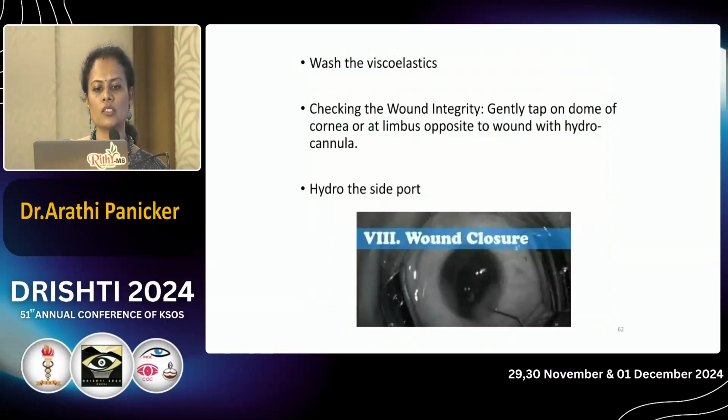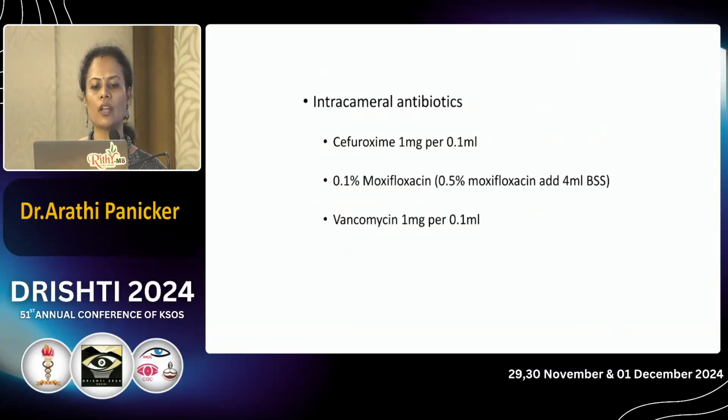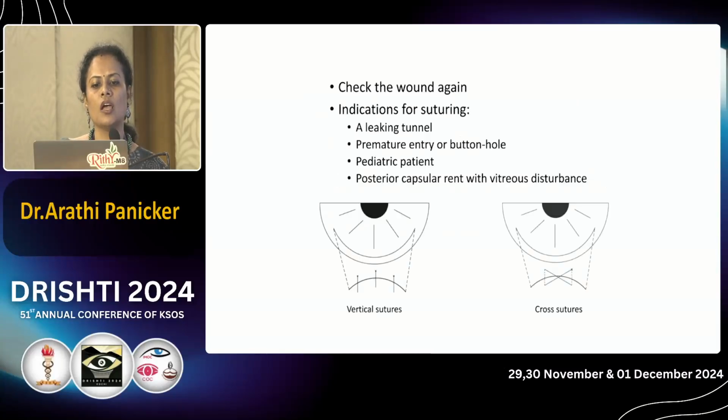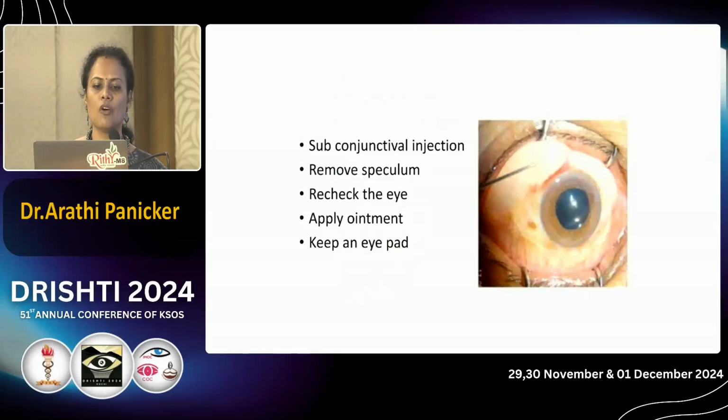Wash the viscoelastic, check for wound integrity, gently tap on the cornea or the limbus opposite to the wound with a hydrocannula, and hydrate the side port. After that, you can inject the intracameral antibiotics. Check the wound again. The indications for suturing are a leaking tunnel, premature entry, a pediatric patient, or PCR with vitreous disturbance. Finally, you can give the subconjunctival injection, remove the speculum, recheck the eye, apply ointment, and keep an eye pad and send the patient.